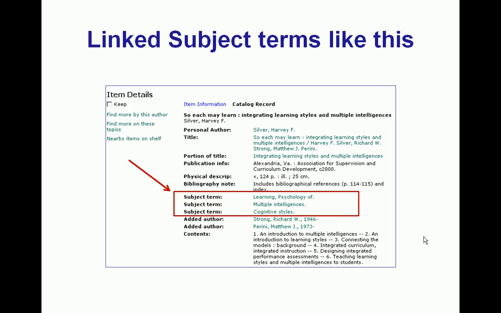So here we have an example using that same one from earlier. So Each May Learn, Integrating Learning Styles and Multiple Intelligences. The red boxed area shows our subject terms. We could just click on those links right there: learning, psychology of, multiple intelligences, or cognitive styles. Any of these links will serve to provide us with records that are probably fairly closely related, somewhat relevant to information about multiple intelligences.